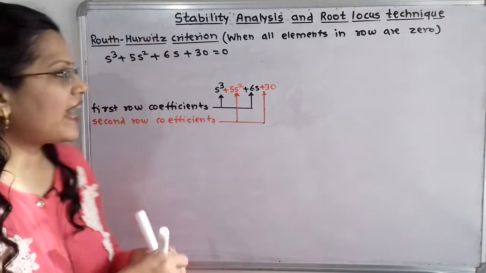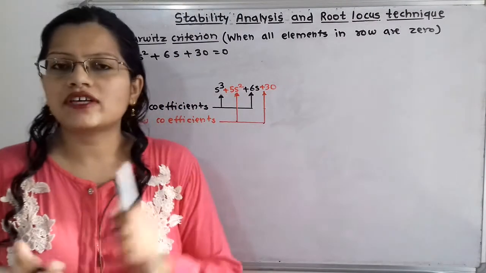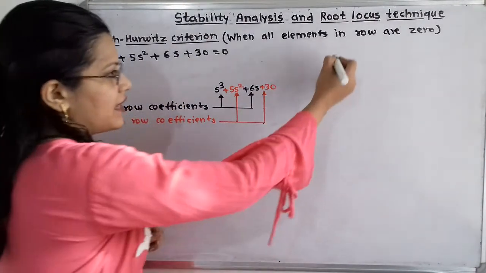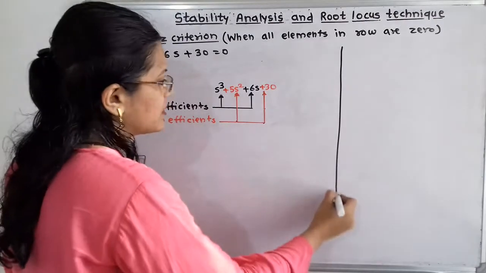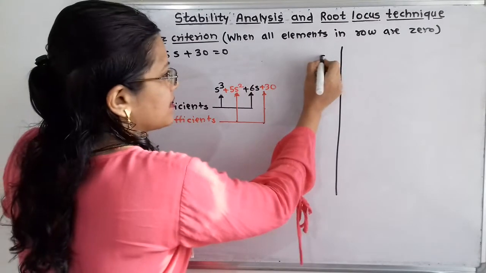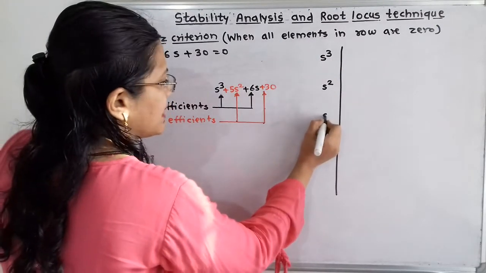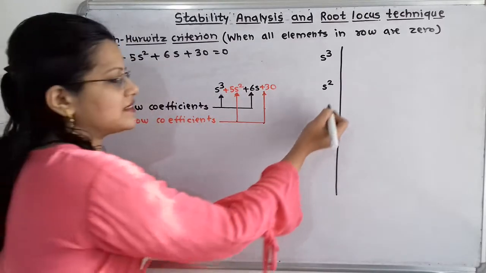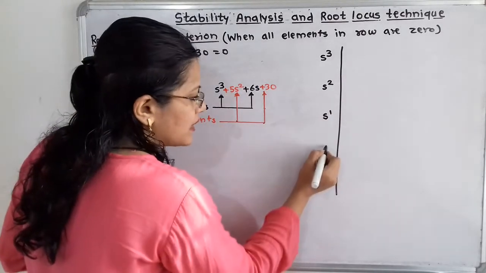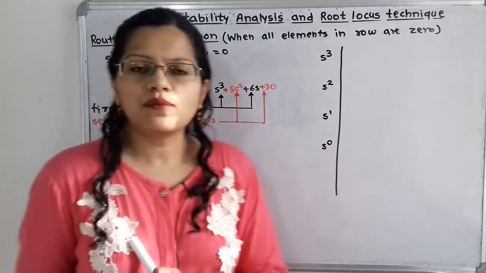For that, we first have to plot all the orders of S in a vertical line. So I will consider one vertical line. The first order is S raised to 3, so I will take S cube. Then next is S square. Then next is S, that is S raised to 1. And next is S raised to 0. So this we have to plot.